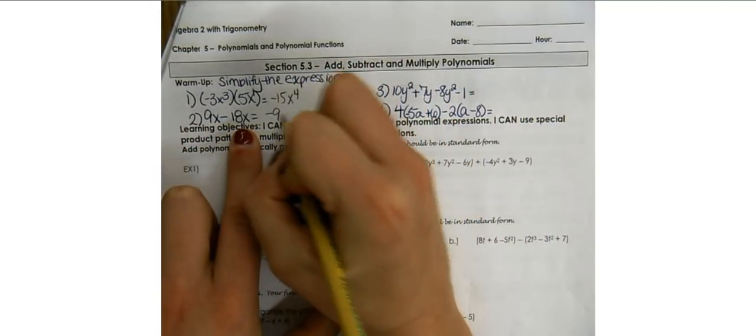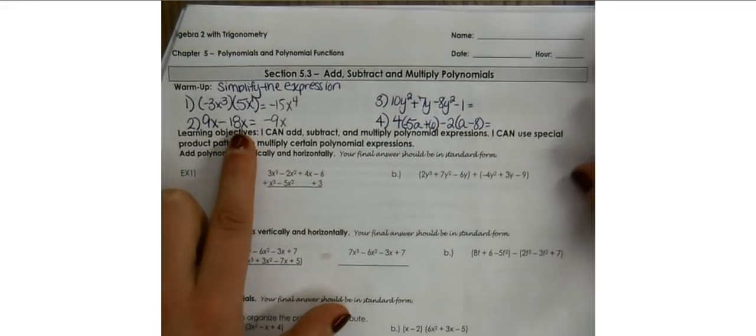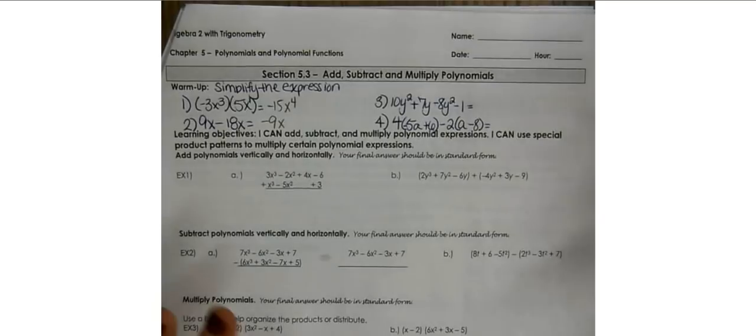For number 2, we are combining -9x minus 18x. They are like terms, so this is going to become -9x. We would not add any exponents. We would just simply combine our like terms.